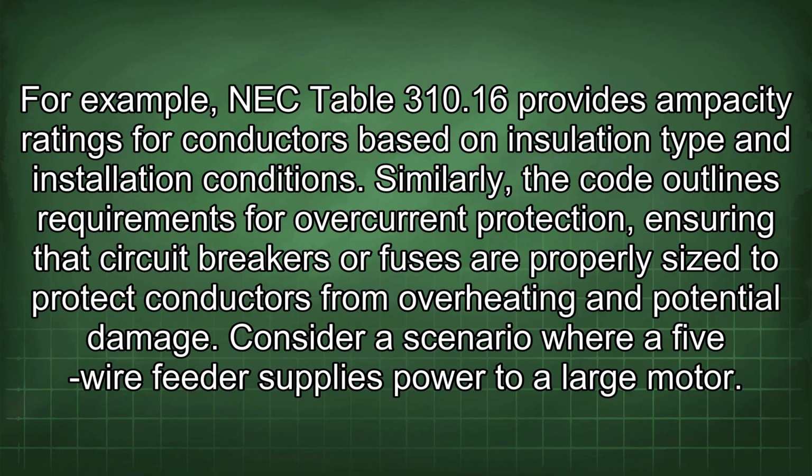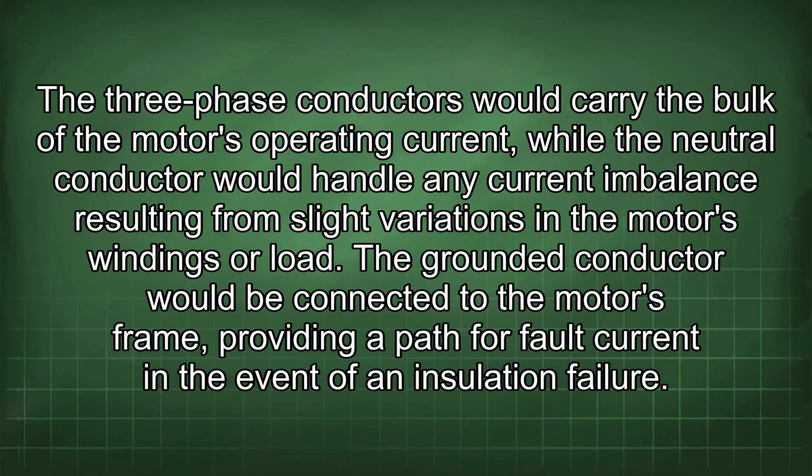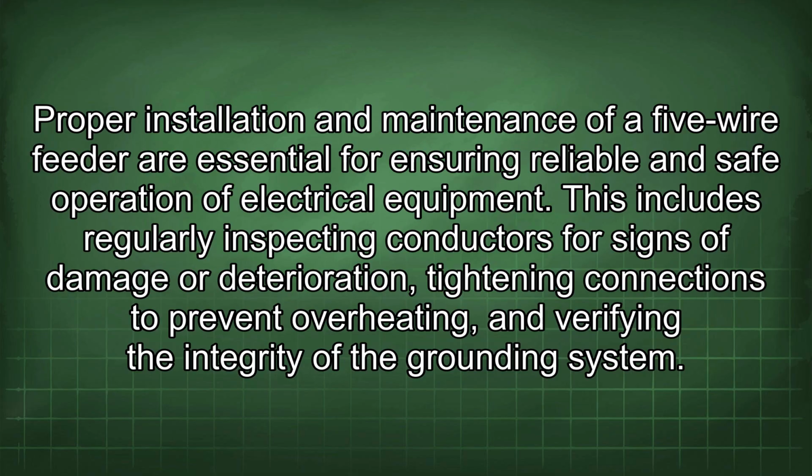Consider a scenario where a 5-wire feeder supplies power to a large motor. The 3-phase conductors would carry the bulk of the motor's operating current, while the neutral conductor would handle any current imbalance resulting from slight variations in the motor's windings or load. The grounded conductor would be connected to the motor's frame, providing a path for fault current in the event of an insulation failure.